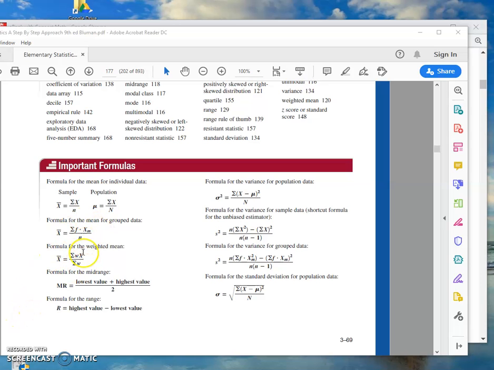So for the mu, you sum up all of the data points, the values of the data points, and then divide by the total number of elements that are in the population. I hate to use the word guys. It doesn't sound very scientific, but that's the definition for mu.